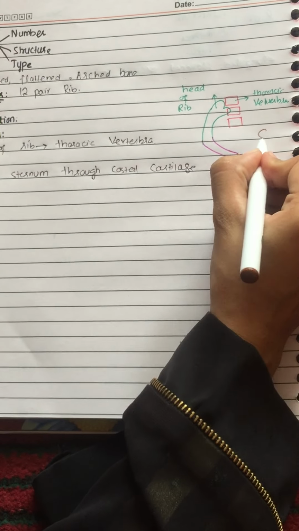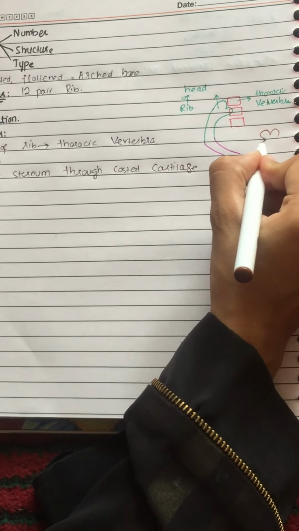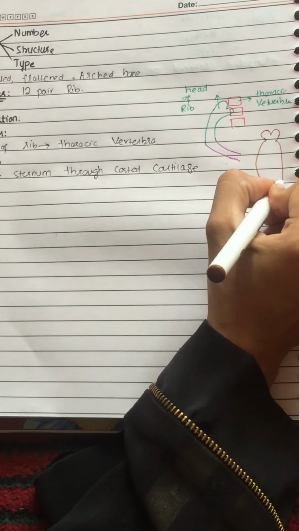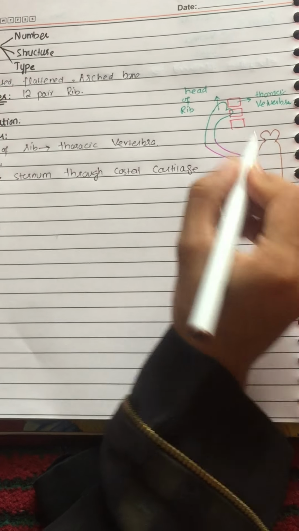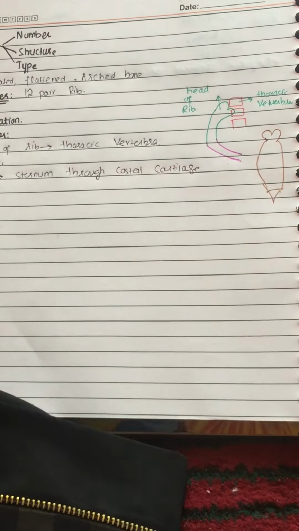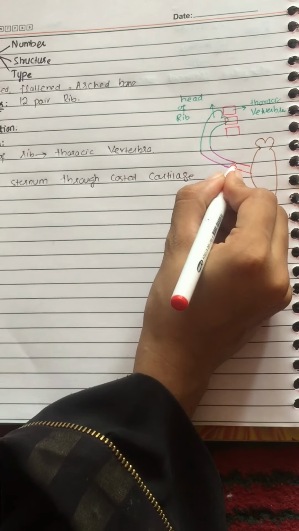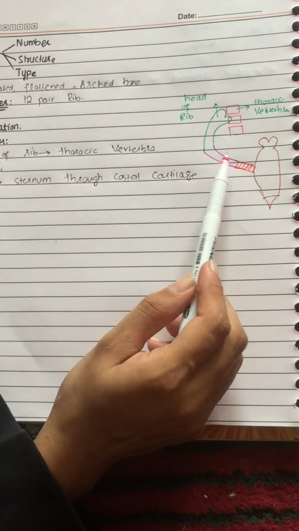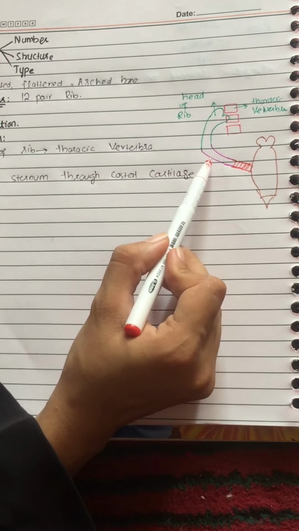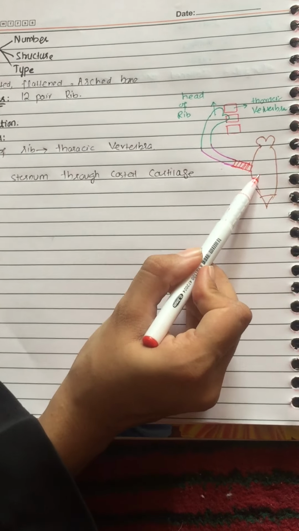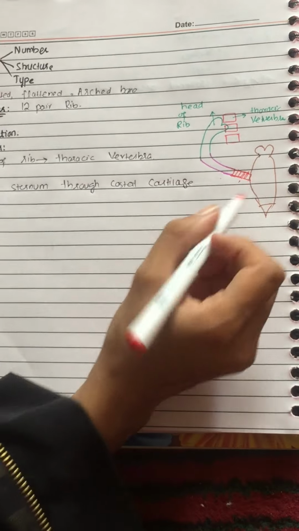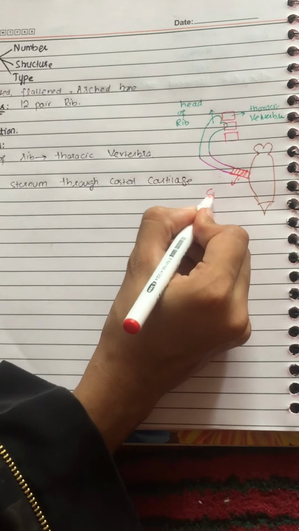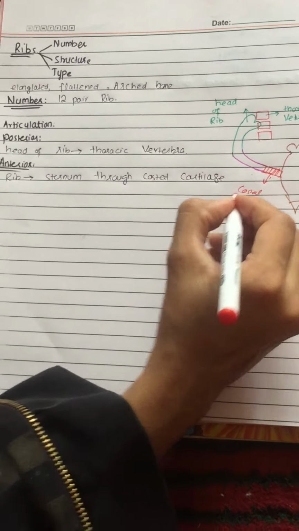This part is the sternum. We can see that the anterior part of the rib articulates with the sternum through costal cartilage. The red which I drew is costal cartilage.